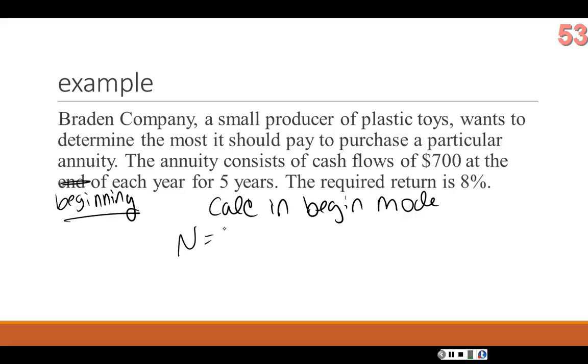So N is equal to 5. The interest rate is equal to 8. We're wanting to know how much they should pay, so we're wanting to know the present value. The future value is 0. And the payment is $700.